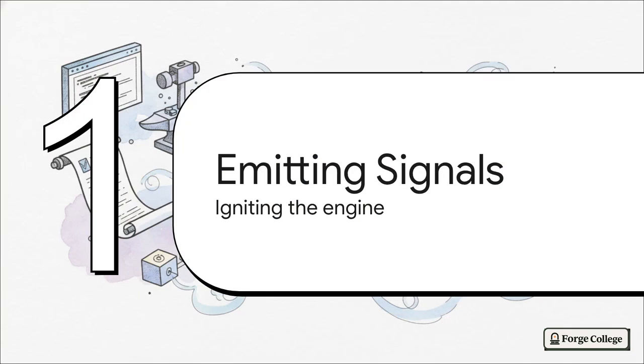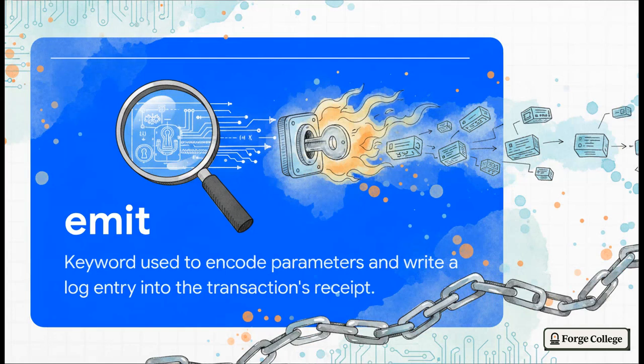All right, part three, emitting the signal, or igniting the engine. Now, a blueprint obviously doesn't make any noise on its own. To actually fire off the signal during a state change, we have to light the spark. And we do that using the emit keyword. It's used to encode the parameters you want to share, and it actually writes that log entry right into the transaction's receipt. You can think of emit as the ignition switch. It brings your blueprint to life and writes that log into existence on the chain.